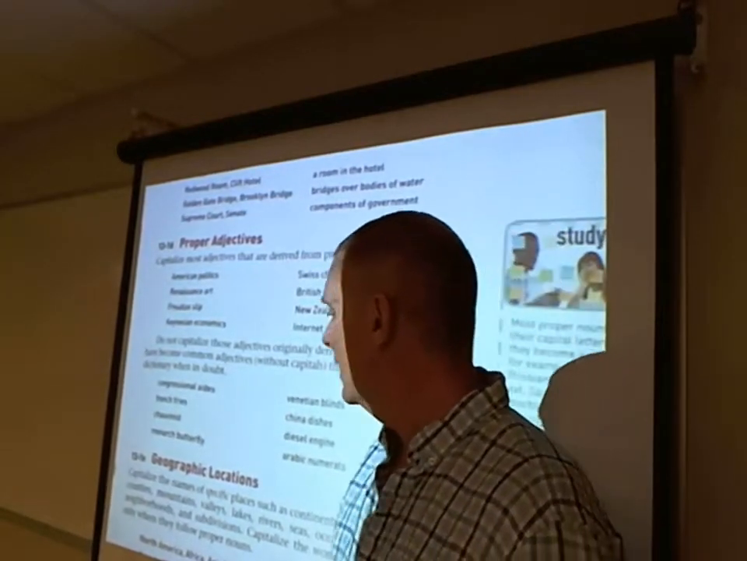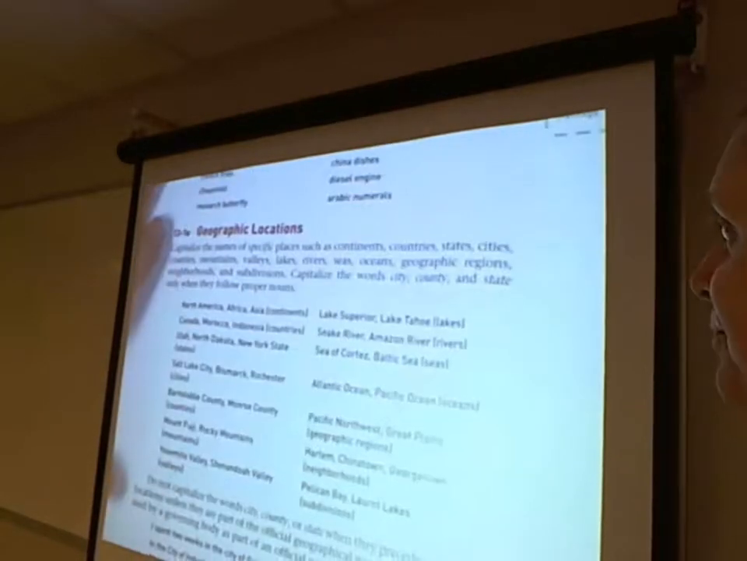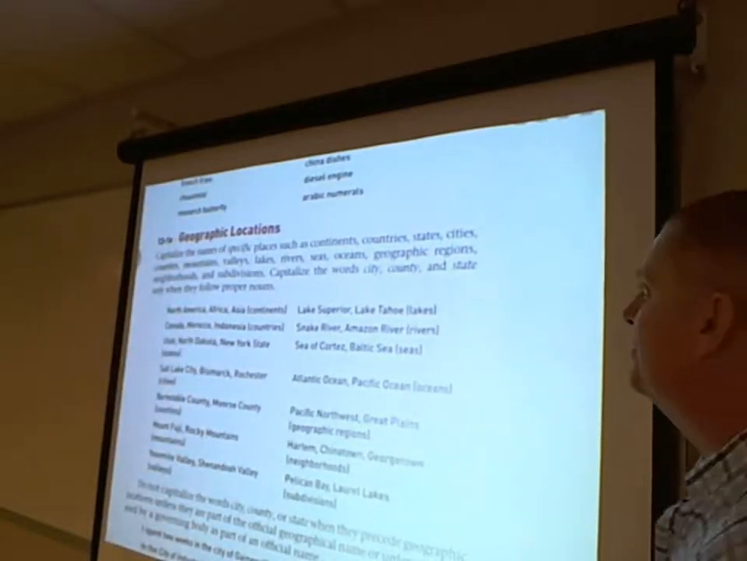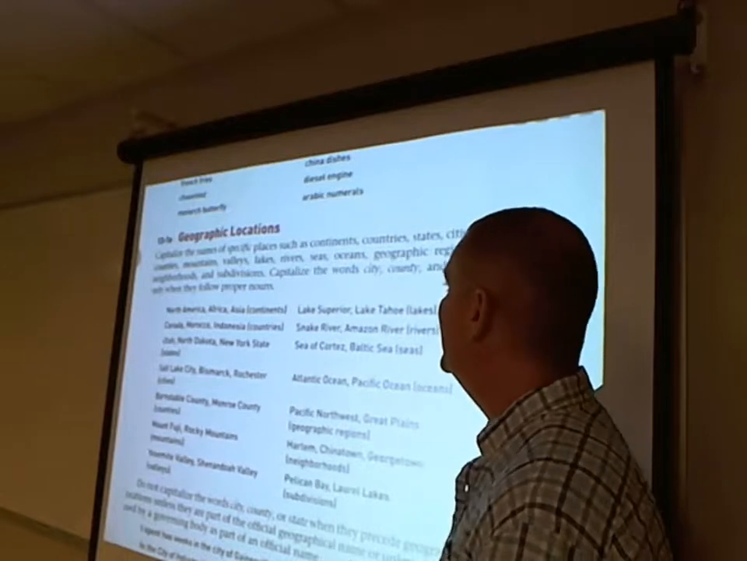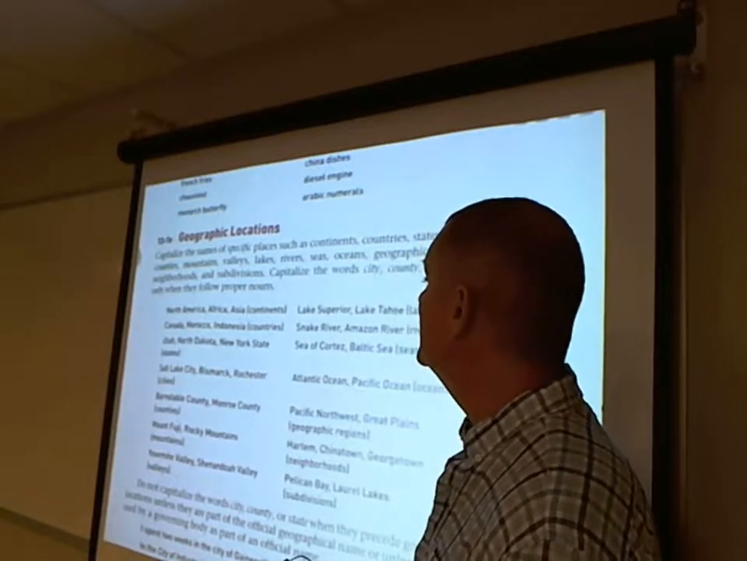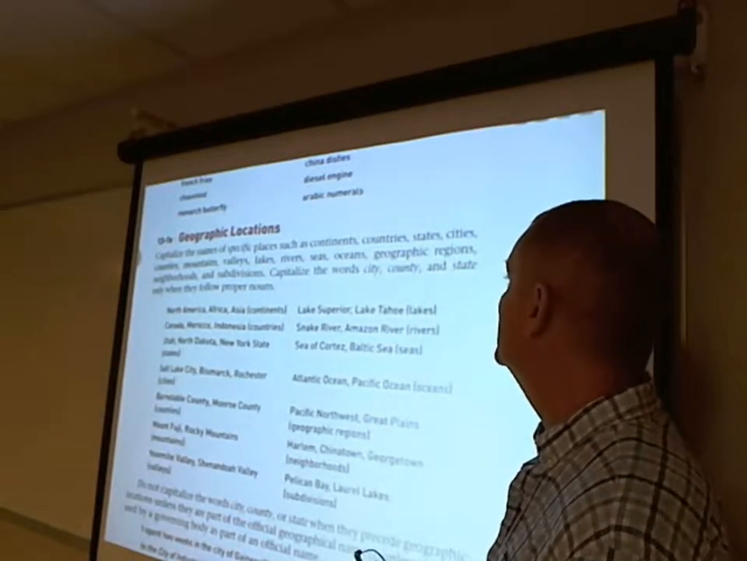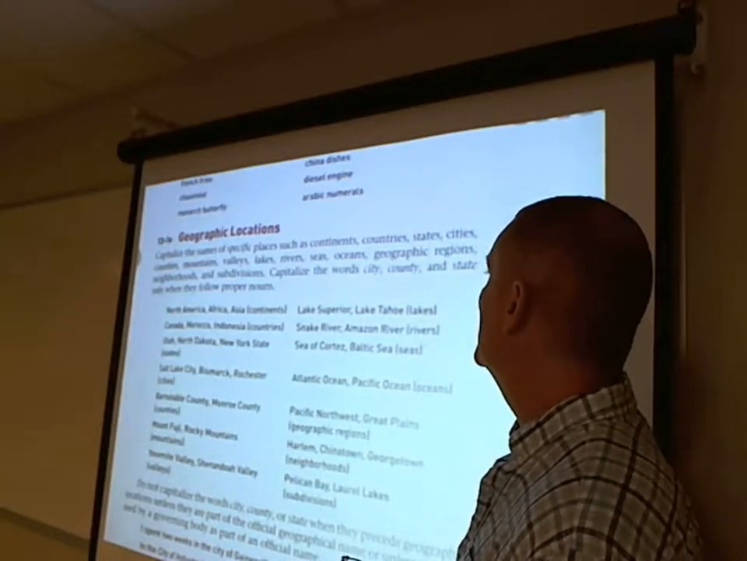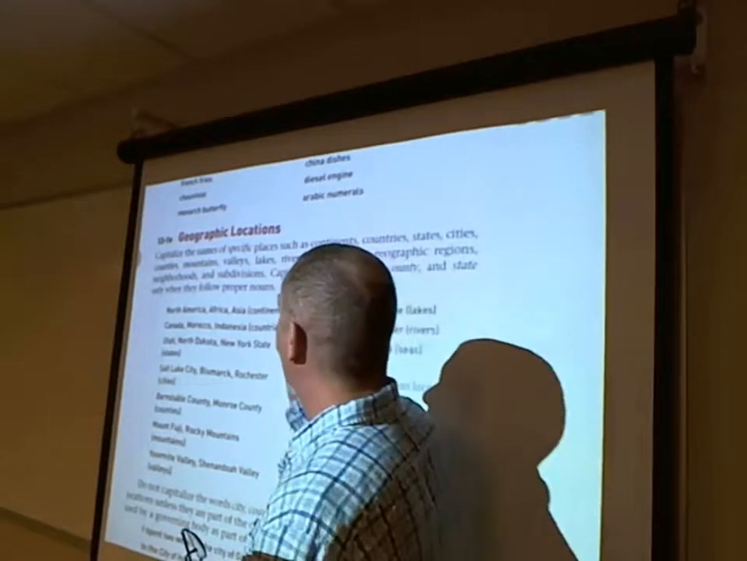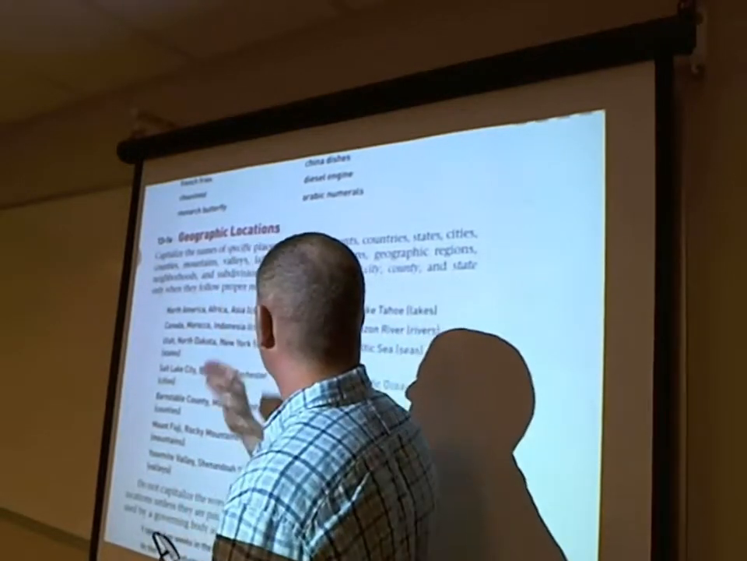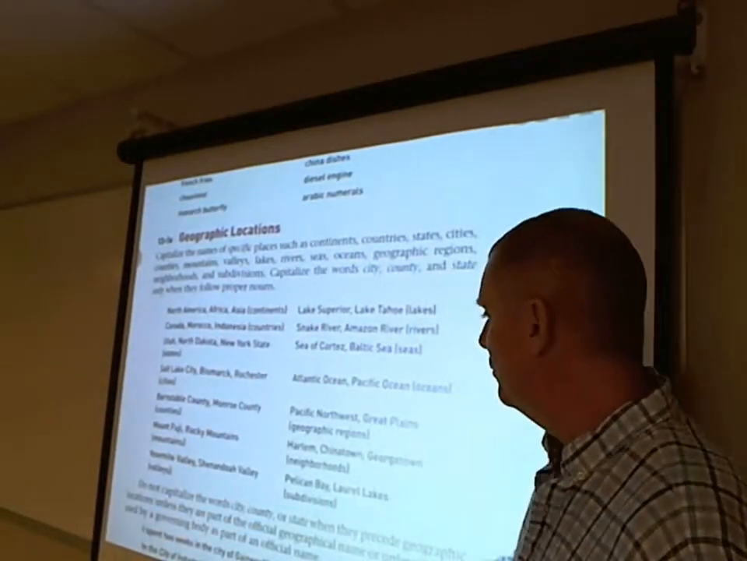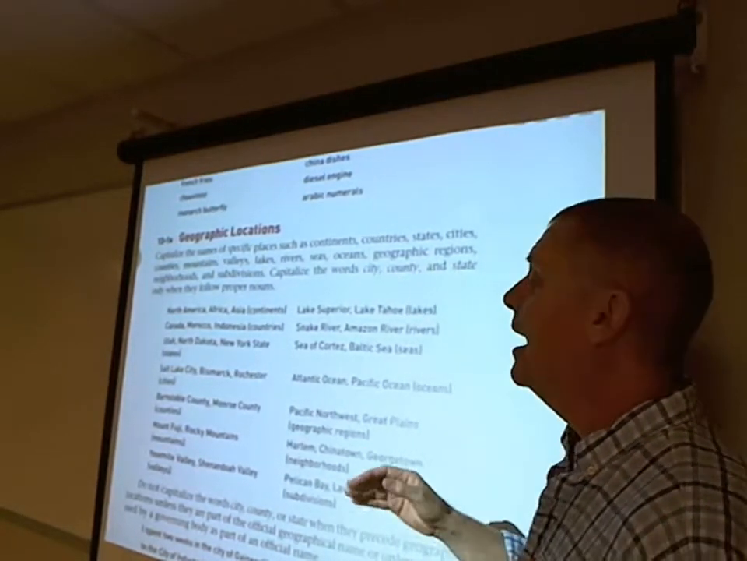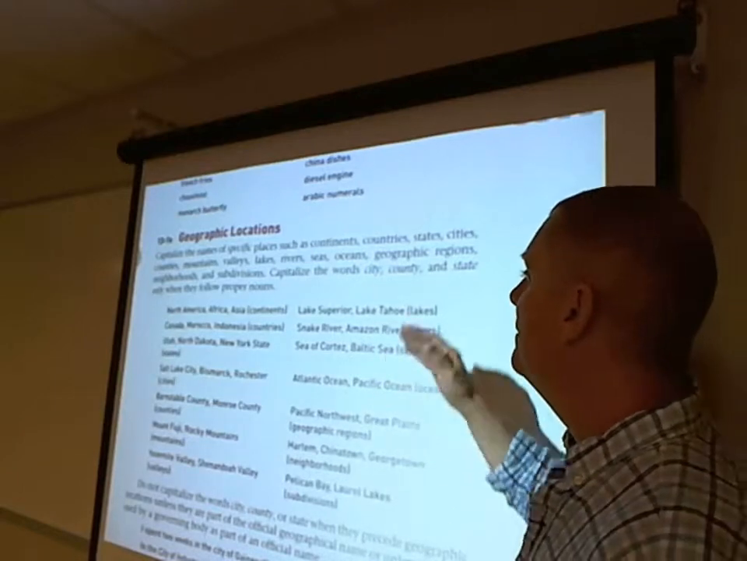Okay, geographic locations. Capitalize the names of specific places such as continents, countries, states, cities, counties, mountains, valleys, lakes, rivers, seas, oceans, geographical regions, neighborhoods, and subdivisions. Capitalize the word city, county, and state only when they follow proper nouns. Okay, then we're going to learn a little bit later that you're not going to capitalize city, state, and county based upon a certain criteria. But for now, let's see if we can find one where we do.